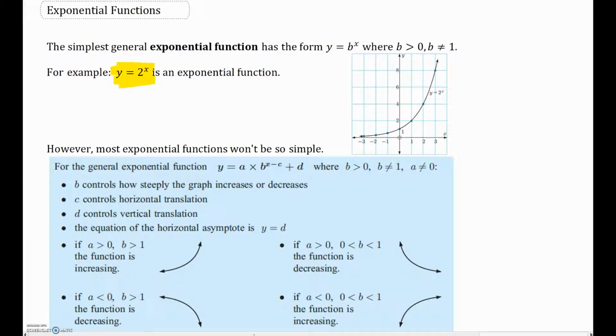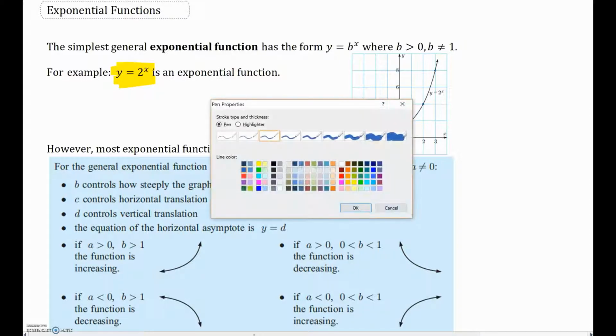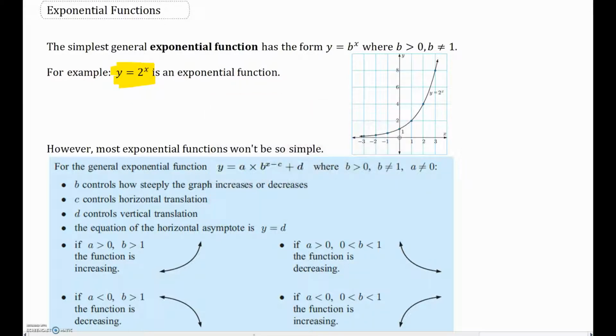Now, when I graph 2 to the x, the nice thing is that I can make a table of values, right? I can sit here and go x and y, and to remind me what it is, if x is 0, then 2 to the 0 is 1. If x is 1, then 2 to the 1 is 2. If x is 2, then I get 4.